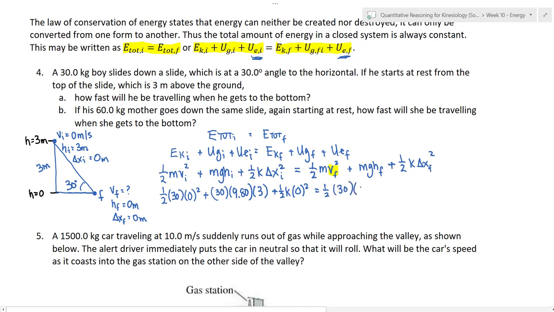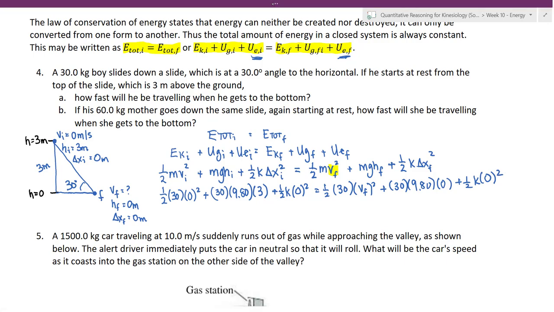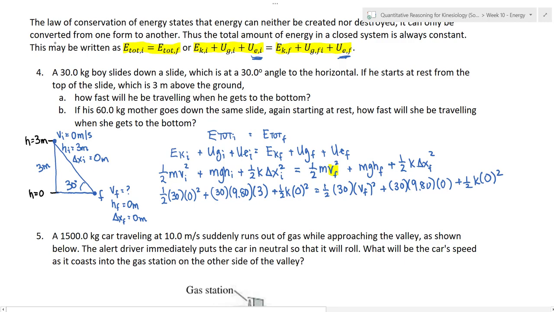V final is what I'm looking for, plus M, which is 30. G is 9.8. H final is 0 plus 1/2. I still don't know my K, but there is no spring, so my compression or stretch is still 0. Okay, I'm going to go through and just cancel out everything that has a 0 in it because anything times 0 is just 0.